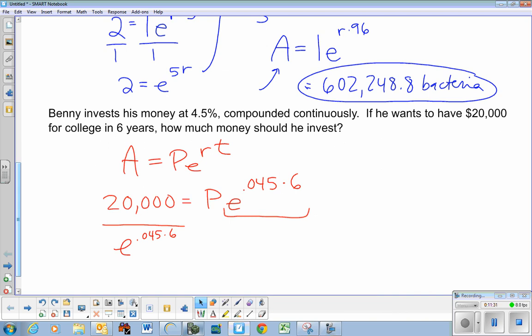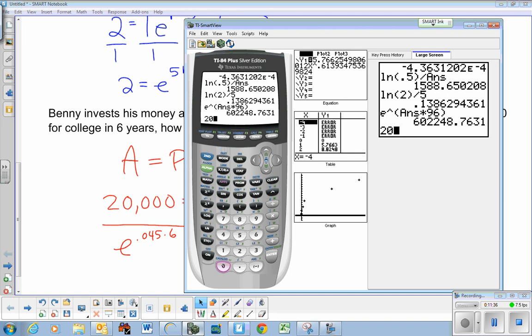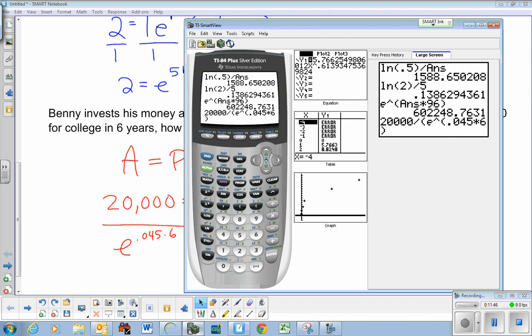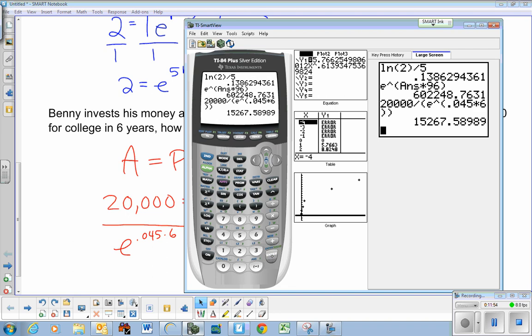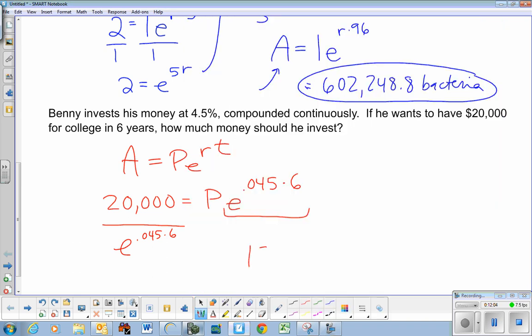So 20,000 divided by e to the 0.045 times 6 would look like this. Make sure you get the parentheses in the right places. You can do it a step at a time, but don't round off as you go. We have 15,267.59. All right, and that's reasonable.